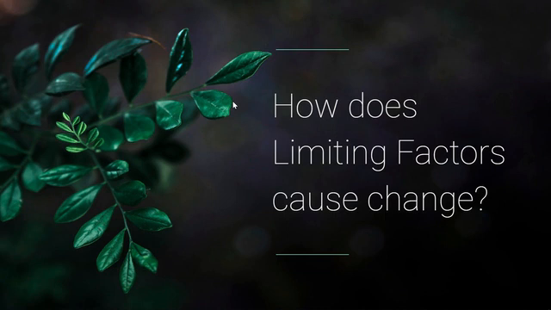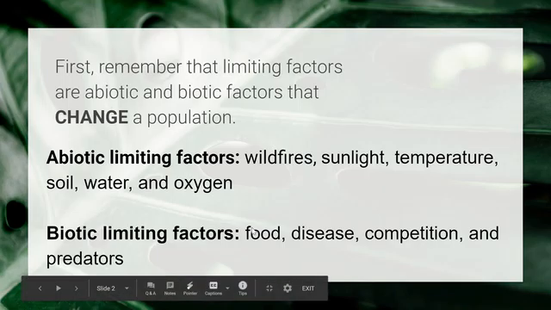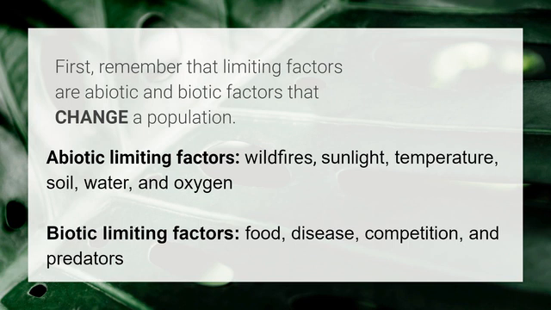We'll also have to do some graph learning as well, looking at graphs and understanding and interpreting the data from it. So how do limiting factors cause change? Well, the change that is caused is from things such as wildfires, decrease or increase in sunlight, temperature change, soil, water, oxygen, food, disease, competition, and predators.